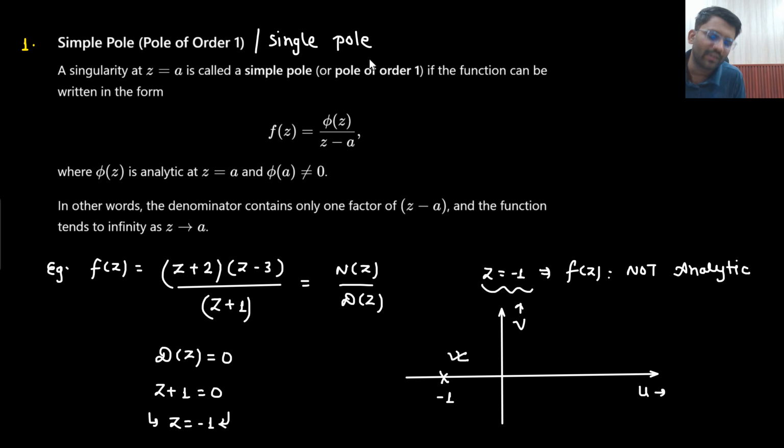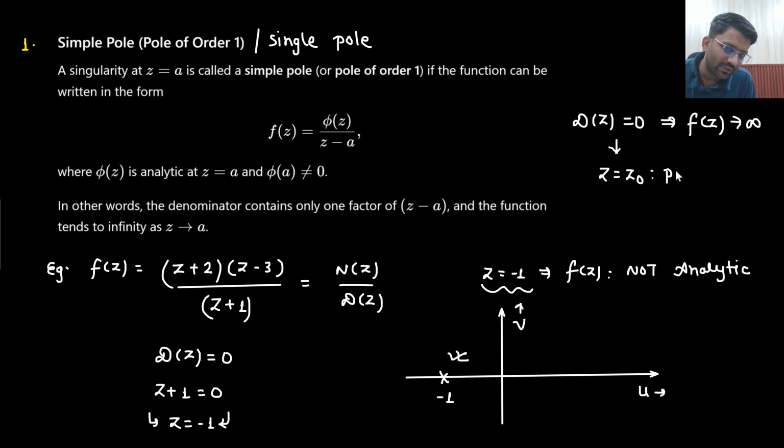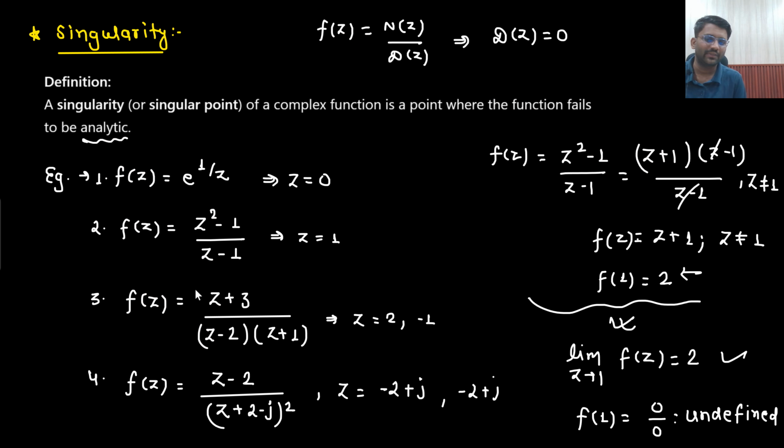What is the meaning of pole? If you put the denominator equal to 0 and your function tends to infinity, then the point z equals z naught that you get is known as a pole. The meaning of simple pole is that it should be a pole of order 1, meaning it comes only once. We have seen these examples, where I have framed all kinds of examples. These are my simple poles actually.